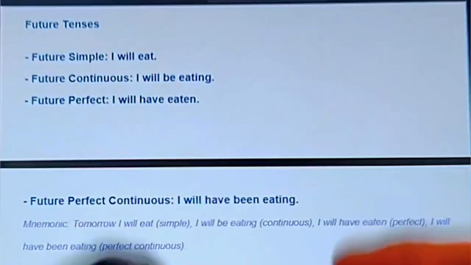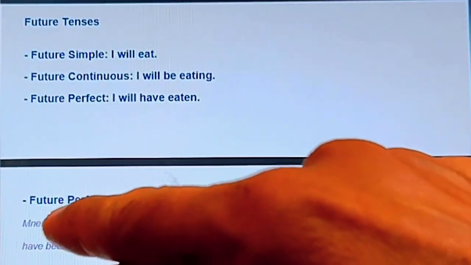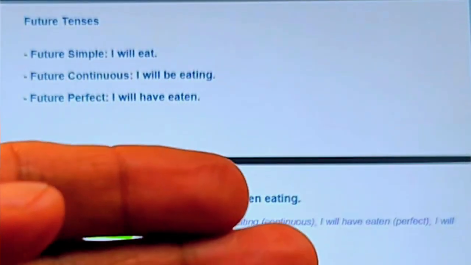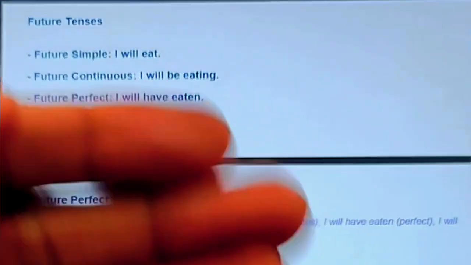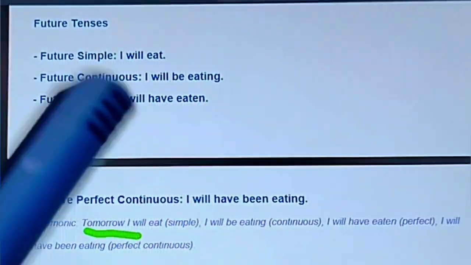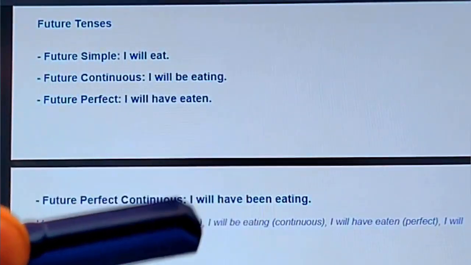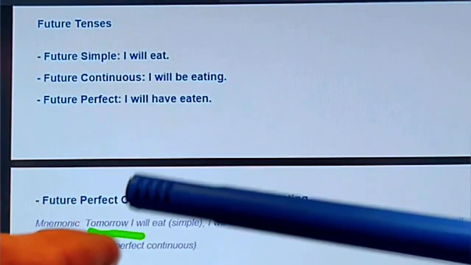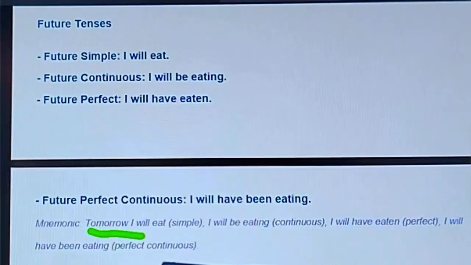The mnemonic word for future tense that we have here is tomorrow. So tomorrow will be the future, it will be coming, and the word describes the future. The word tomorrow describes the future. So this word is very easy to remember for the future tense.